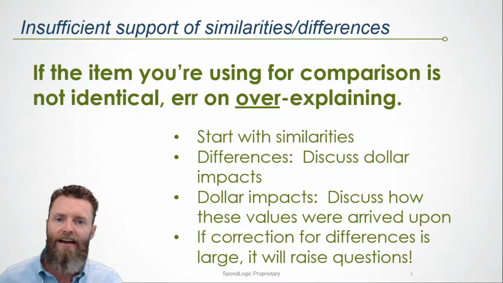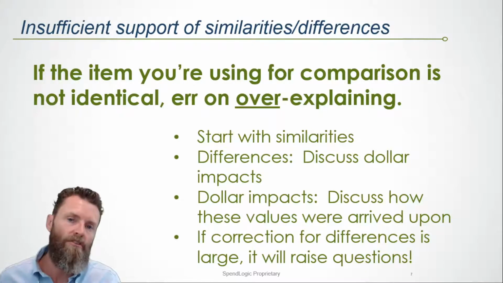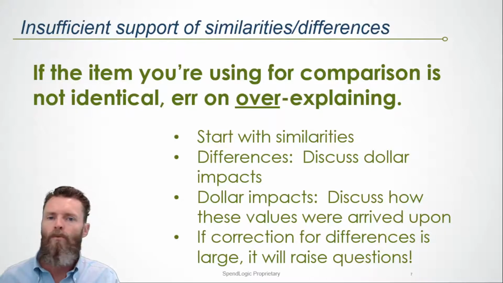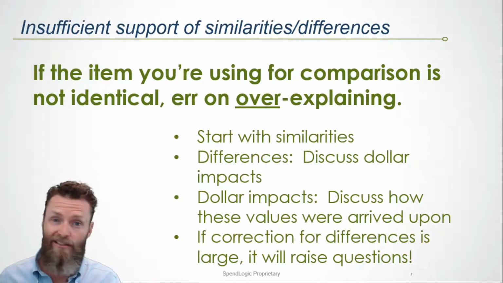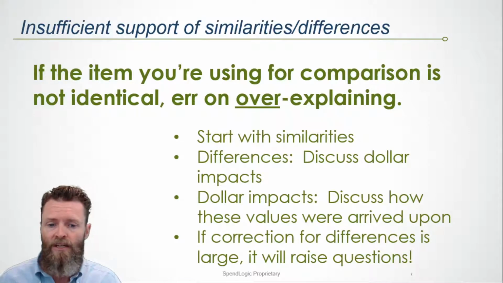So if it's a 5% difference in price, how did you determine that 5% is reasonable? What was the internal calculation that you did to say, this is a price that I'd be willing to pay? Explain your thinking. Tell the story. That's all this is about, telling the story.